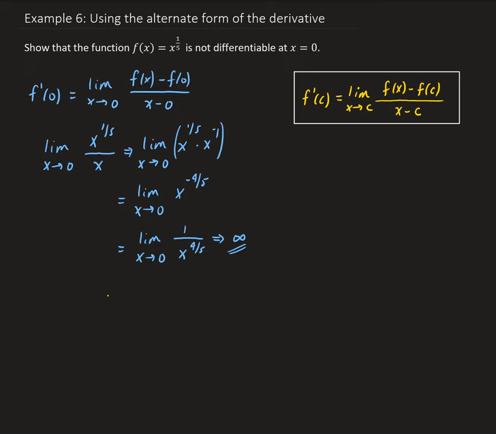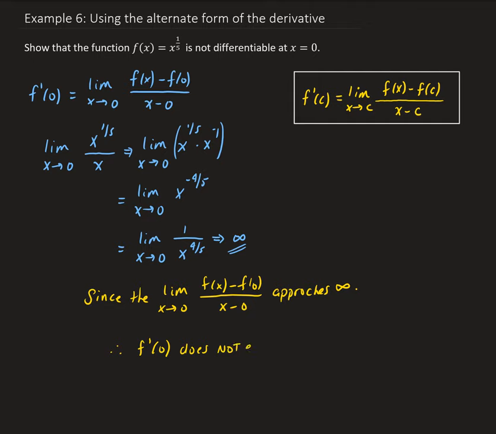Therefore, since the limit doesn't exist, in this case the limit of f of x minus f of 0, all divided by x minus 0, as x approaches 0, does not exist. It's approaching infinity. So therefore, the derivative of this function evaluated at 0 does not exist. Thus, it's not differentiable at 0.